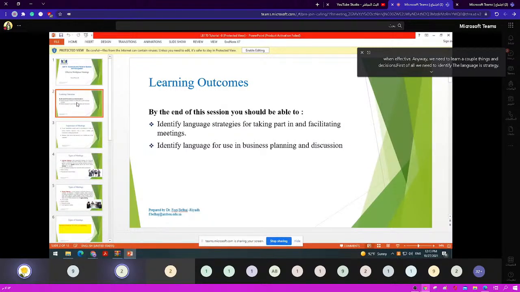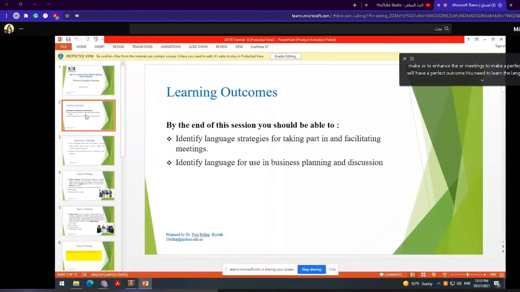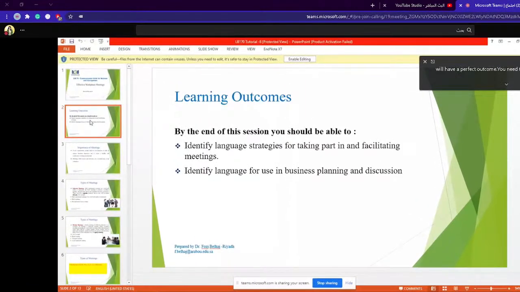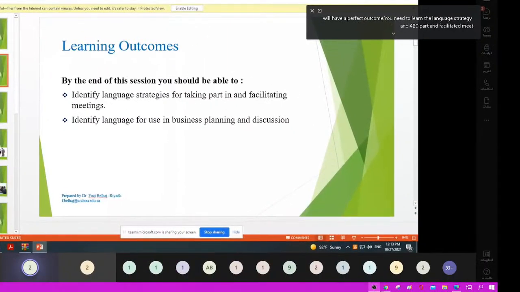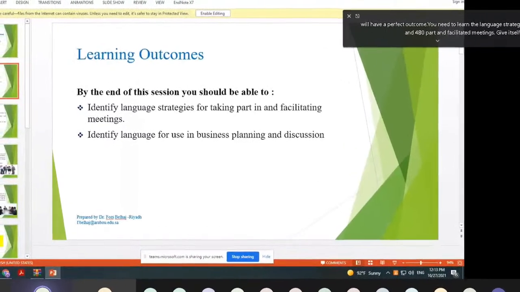And sometimes in the meeting, we need to learn some certain points to make or to enhance our meetings to make a perfect meeting, and we will have a perfect outcome. We need to learn the language strategy for taking part and facilitating meetings, وكيف تسهل الميتينج.